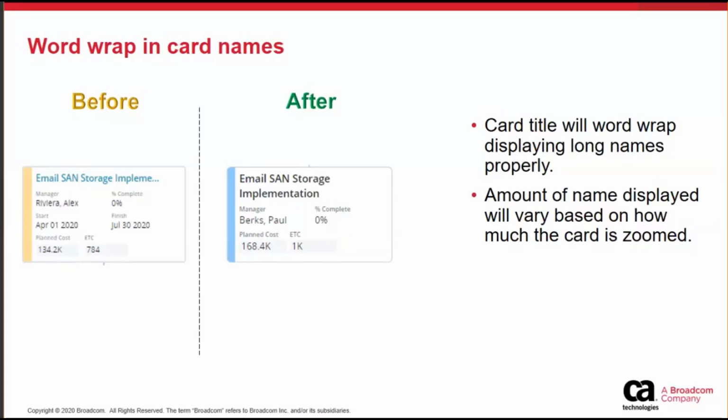As part of that change, you would also see that if the card name wraps, we will then collapse the middle line, which in this example, the start and finish date just gets collapsed. So you will only see the top line, and then you will see the metrics that were added.